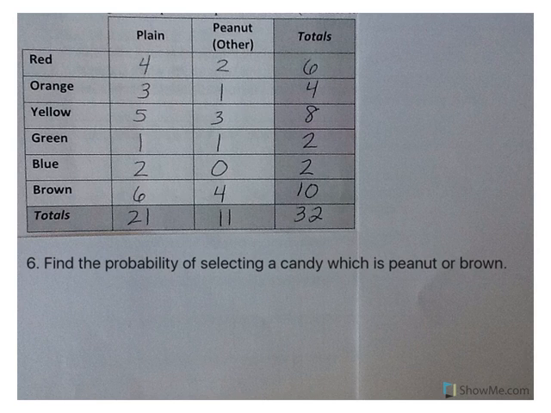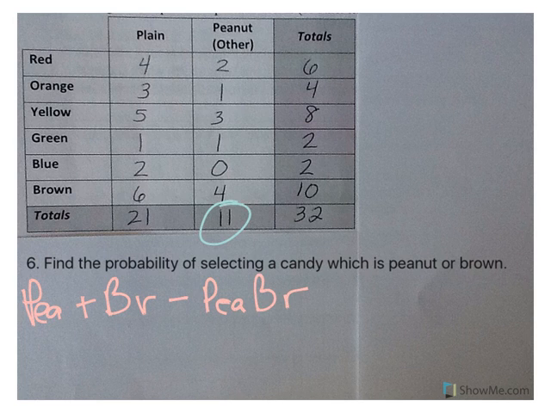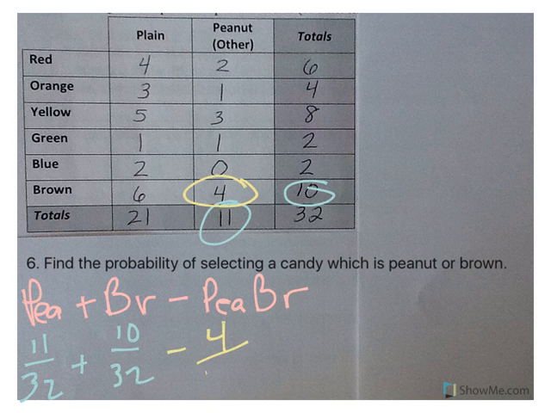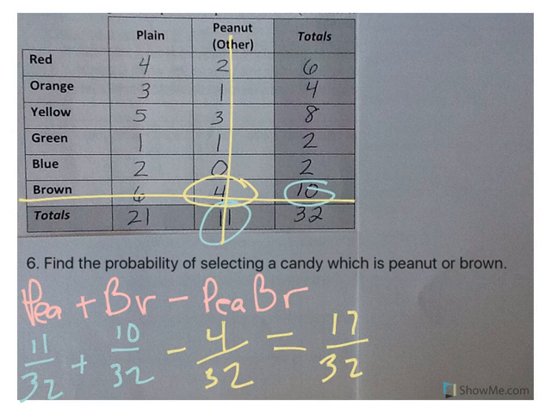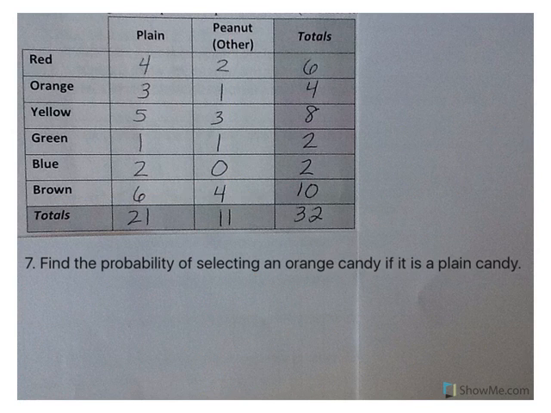Find the probability of selecting a candy which is peanut or brown. Well, now, can I have an overlap there? Yeah. So I'm going to take peanut plus brown, and I'm going to subtract the peanuts that are brown. So in terms of mathematics, peanuts, there are 11 out of 32. Brown, there are 10 out of 32. And the overlap is 4 out of 32 because there are 4 brown peanuts. So when I do that math, 11 plus 10 minus 4 gives me 21 minus 4 is 17. 17 out of 32 is 0.531, or a 53.1% chance.